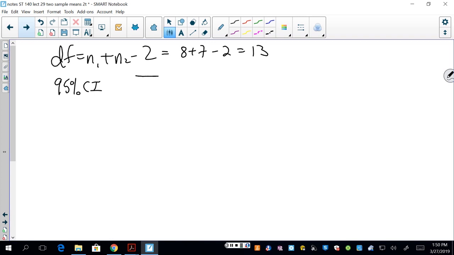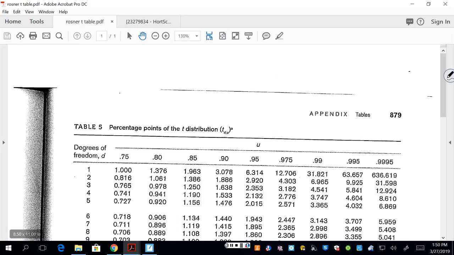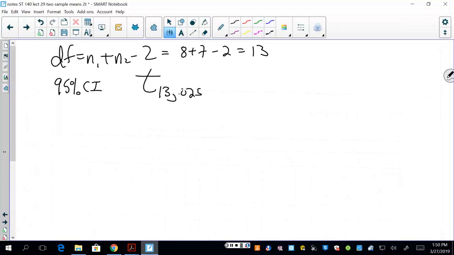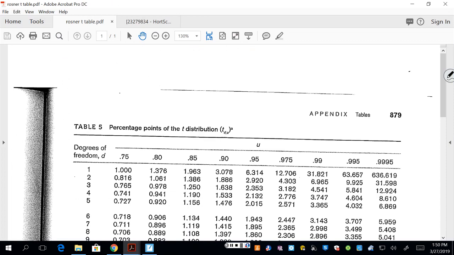So we're going to look up a t value with 13 degrees of freedom. And we look at the 0.975 column, right? So we want 95% in the middle. There's 2.5% down here, and 2.5% up there, so you add those together. And so you're looking at the 0.975 column to get that t-value you need to use.